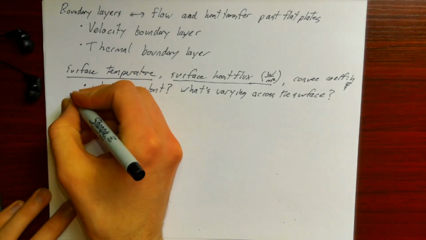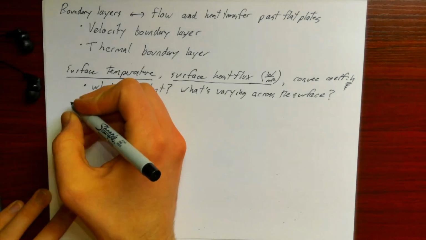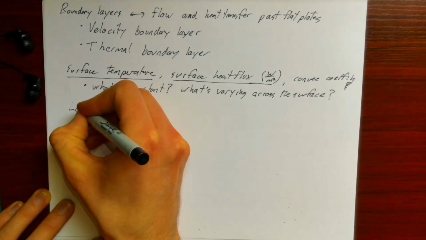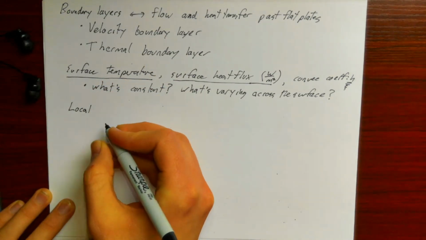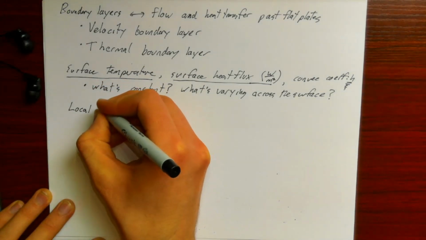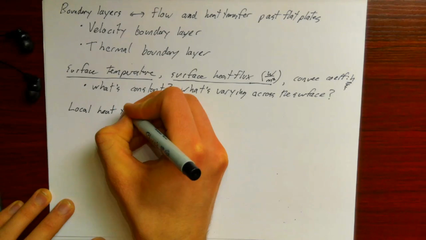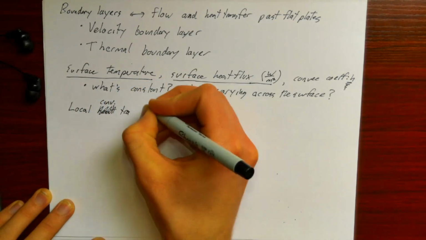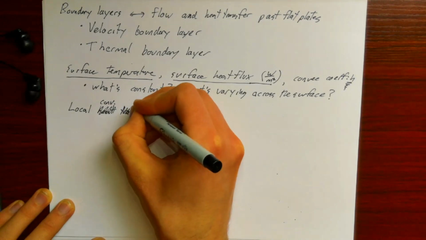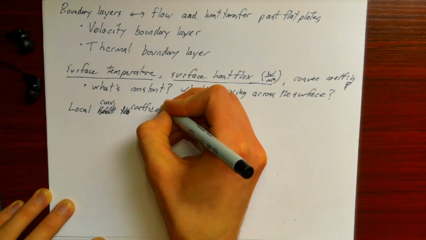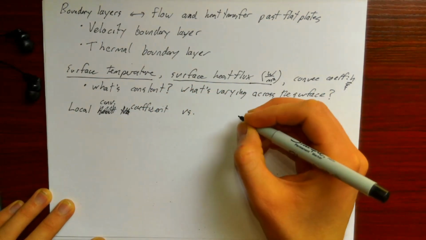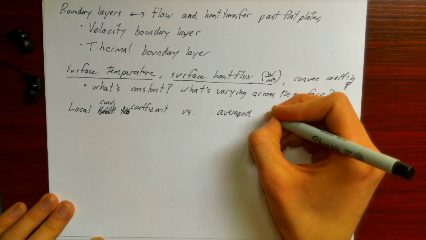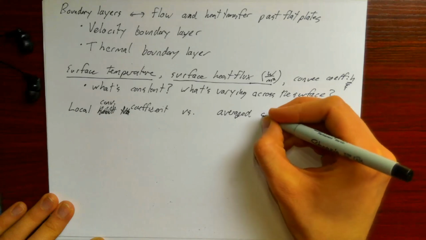So for flow past plates, we'll need to always deal with what we'll call a local heat transfer coefficient, or a local convection coefficient, versus what we'll call a spatially averaged convection coefficient.